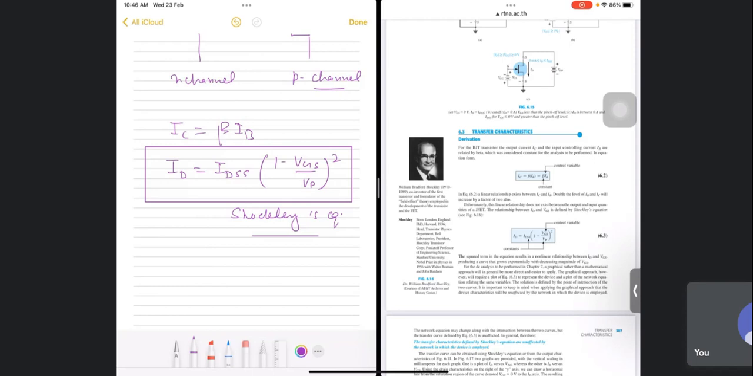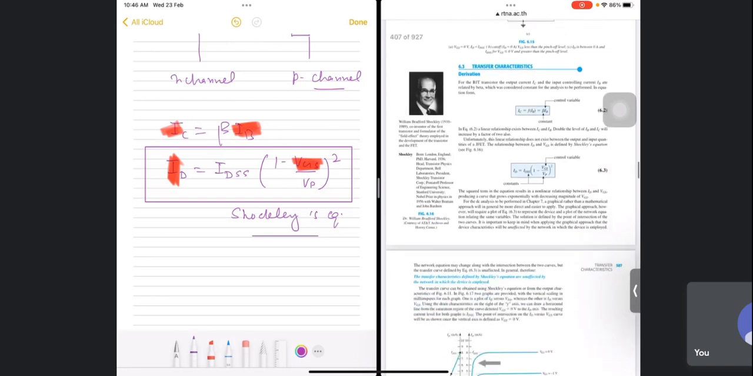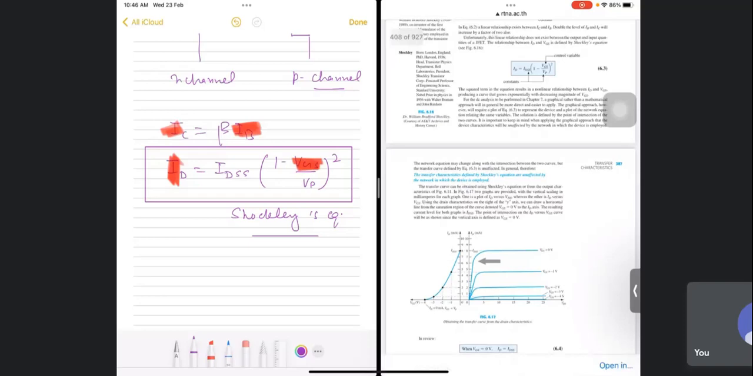So here, if you see, this ID is dependent upon this VGS. Am I right? Okay. And here IC is dependent upon this IB. So that is the difference between these two devices. This is current controlled, current driven device. This is voltage controlled, current driven device.